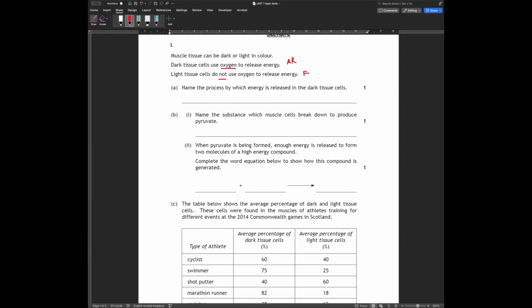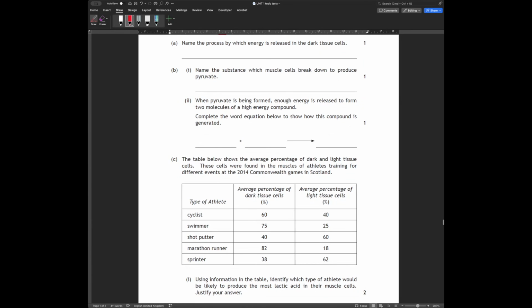B part 1, name the substance which muscle cells break down to produce pyruvate. So the substance which our cells break down to produce pyruvate, again, this is just a knowledge question. That's going to be glucose. Okay, glucose for this one. B part 2, when pyruvate is being formed, enough energy is released to form two molecules of a high energy compound. Complete the word equation below to show how this compound is generated.